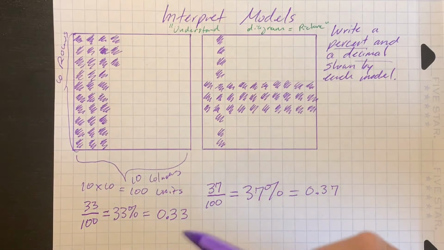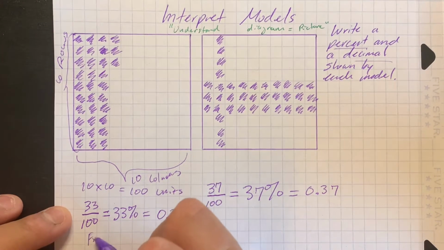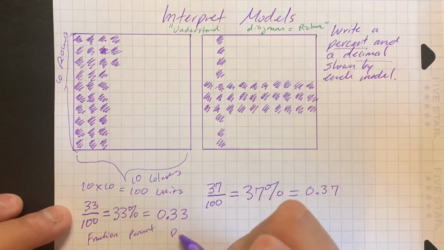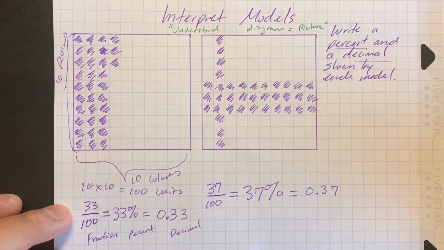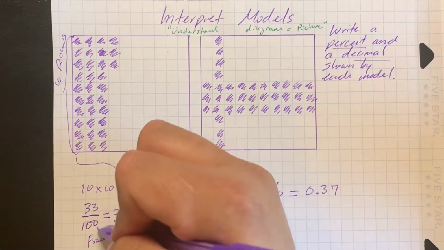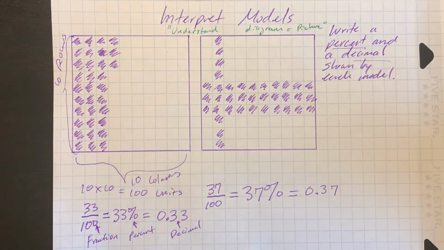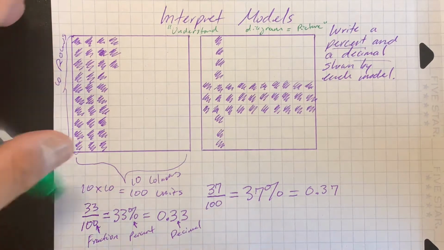All right. So we wrote it as a fraction. We wrote it as a percentage. And we wrote it as a decimal number. All right. Now remember, percents, fractions, and decimals have the same parents. They're all siblings. They're all the same, but we're just representing them in their own unique ways. Okay, so let's move on to the next one.